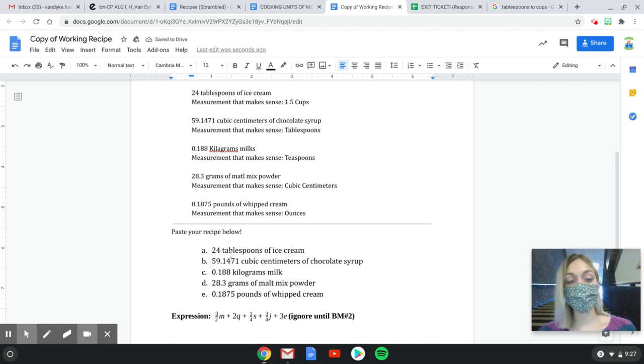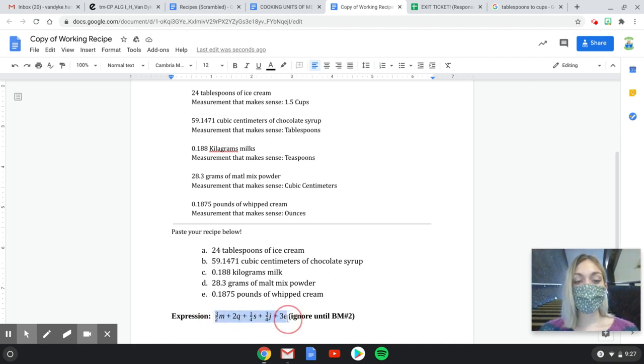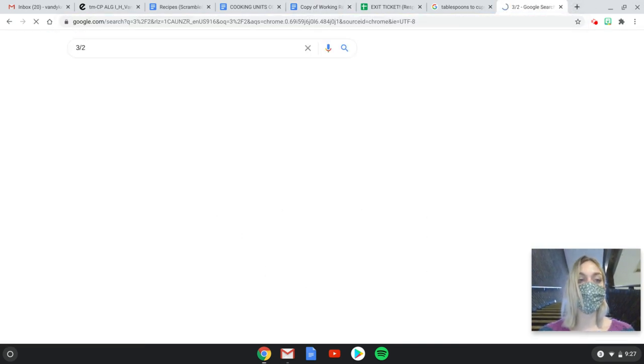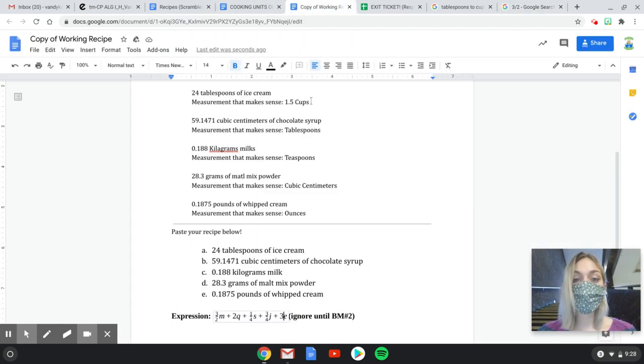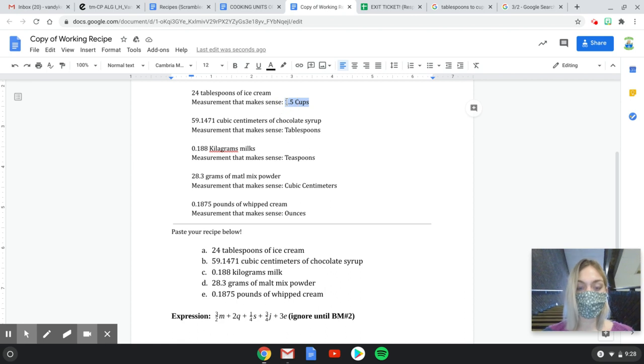Now what I need to do is check this expression and see if I have a 1.5 as a coefficient, or as the number in front of the variable. So 3/2 could be 1.5. I know 2 is not 1.5. I know 1/4 is not 1.5. 3/4 is not 1.5, and 3 is not 1.5. So let's just double check the 3/2, see what we get, and it is equal to 1.5. Perfect. So this person was right on with his new measurement.